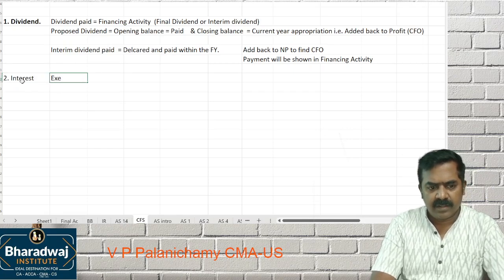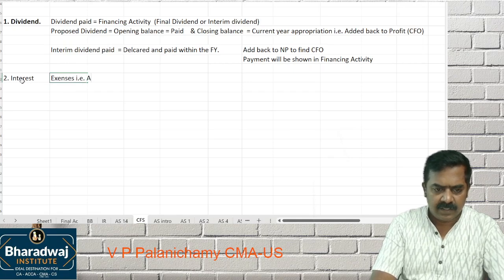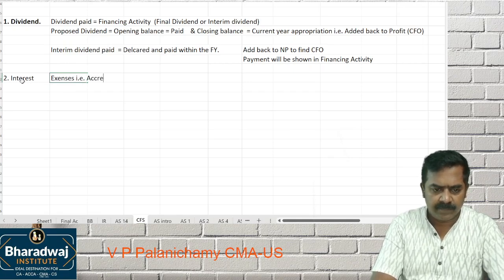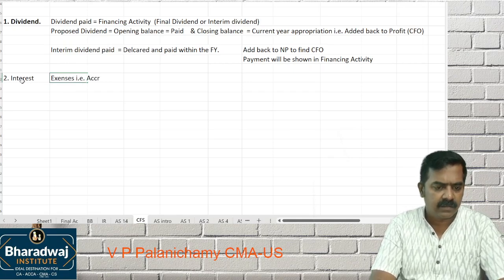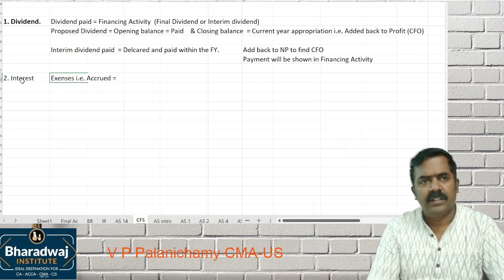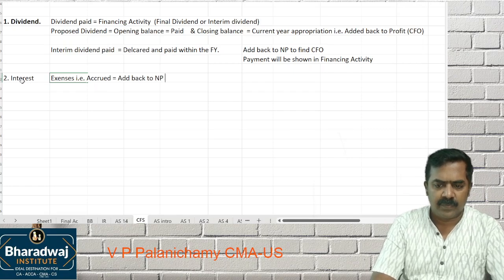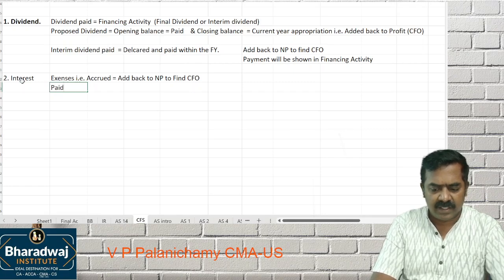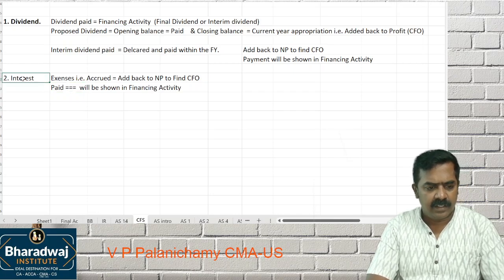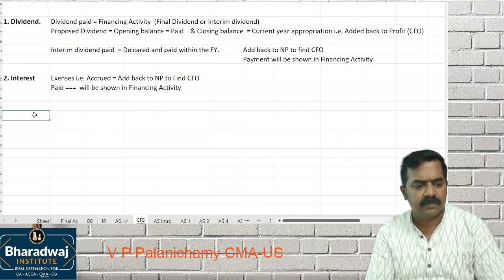Interest expenses that is accrued. It's a non-operating item. We'll add back to which one? Net profit to find which one? Cash from operating activity. Whatever is interest paid will be shown under which activity? Interest paid will be shown in financing activity.